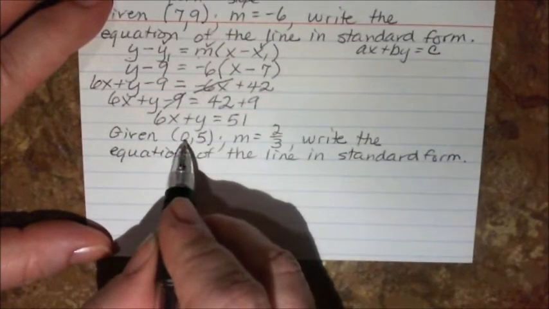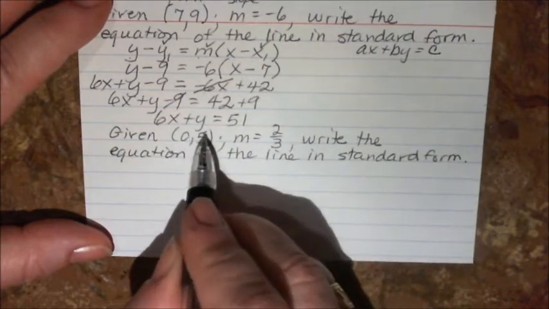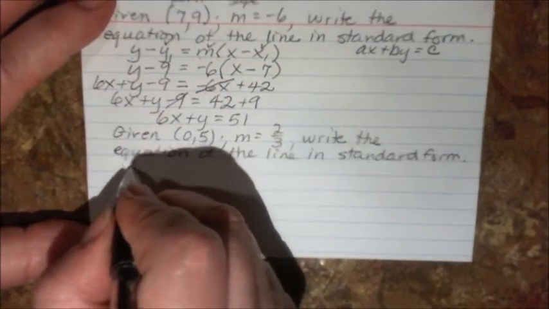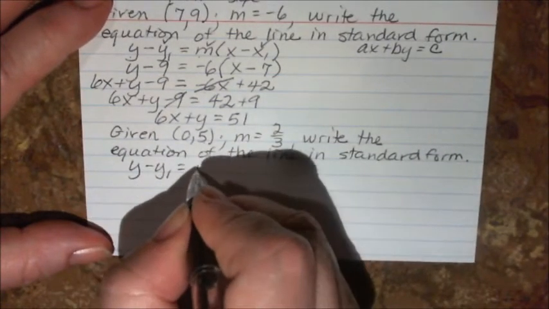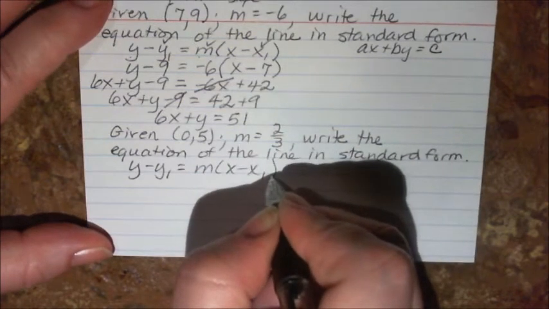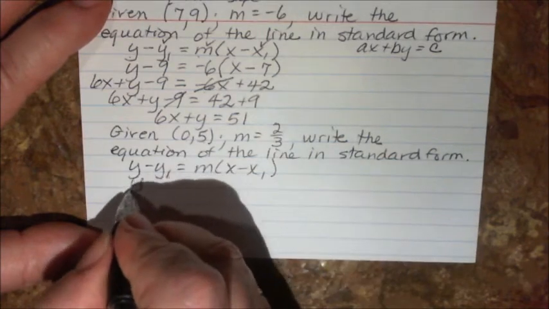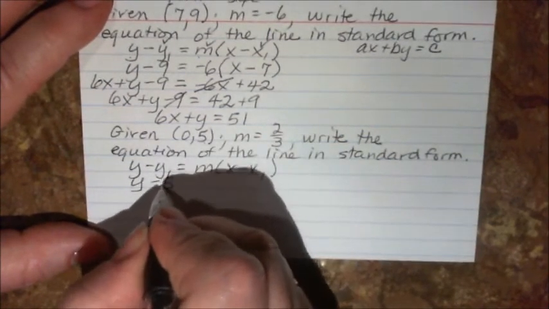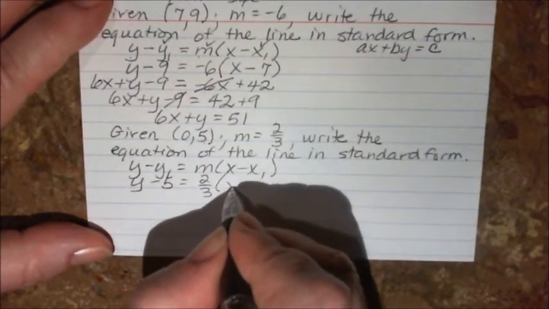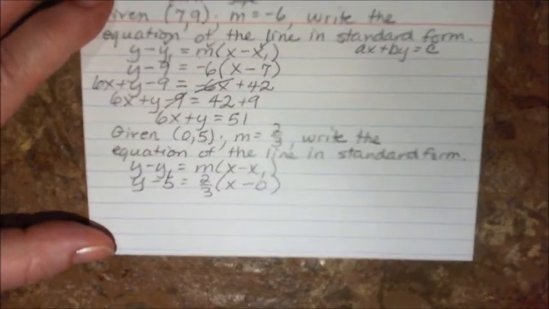So we're given, again, this is a point and this is the slope, so we know we need the point slope formula to write the equation of the line. So y minus y1 is equal to m times the quantity x minus x1, and we're going to go get the values for y1, m, and x1. Y minus 5 is equal to 2/3 times x minus 0.